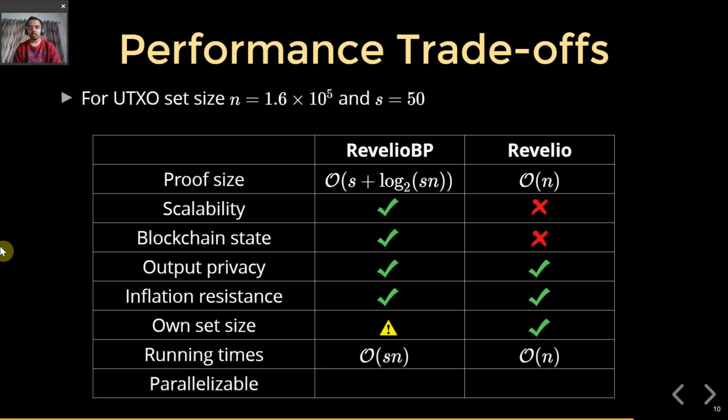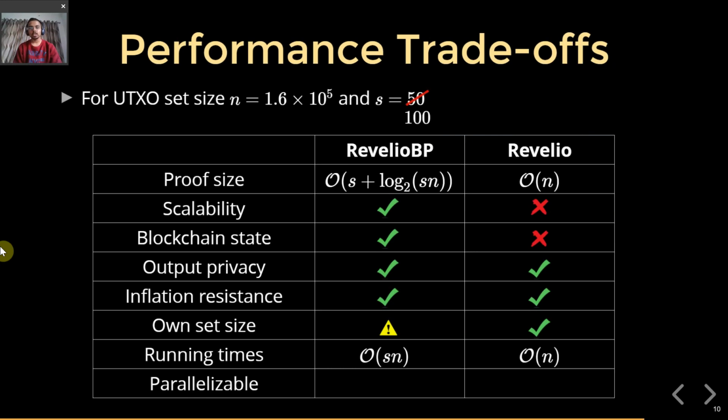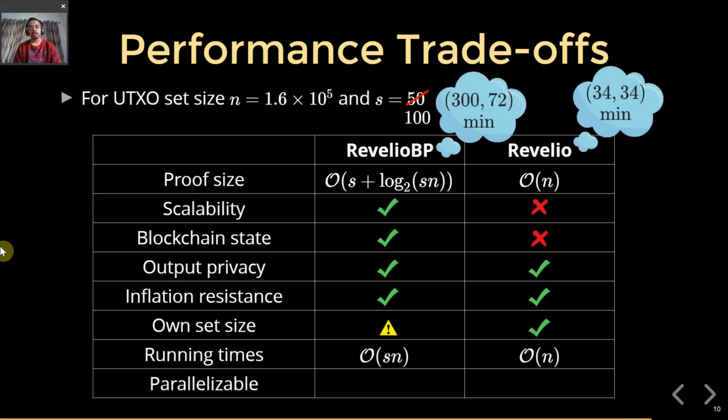Running time of Revelio BP is order of s times n, while that of Revelio it's order of n. So for the same parameters, the Revelio generation and verification would take around 34 minutes each, while Revelio BP generation is almost 4 times slower, while verification is almost the same. However, if I change the S to 100, the Revelio times remain unchanged and Revelio BP times are doubled.